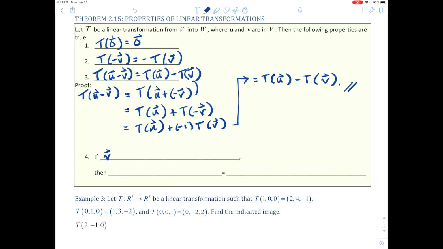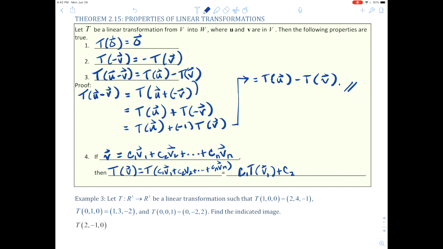If V is equal to a linear combination of vectors, so C1V1 plus C2V2 plus ... plus CNVN, then if you apply the linear transformation, what are you going to get? Well, it would look like T at C1V1 plus C2V2 plus ... plus CNVN. But that in turn is going to be C1 times T at V1 plus C2 times T at V2 plus dot dot dot plus Cn times T at Vn.